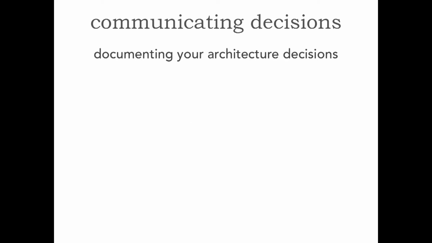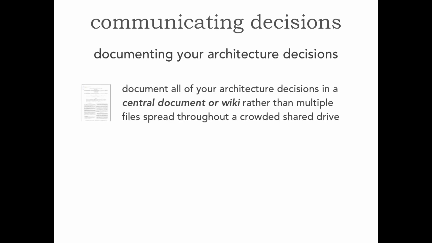Let's talk first about documenting your architecture decisions. So there's two key points here. The first key point is to make sure you document all of your architecture decisions, preferably in a wiki, but if not in a wiki, then a central document rather than have multiple files, each representing one architecture decision, randomly spread throughout each project file or a crowded shared drive.